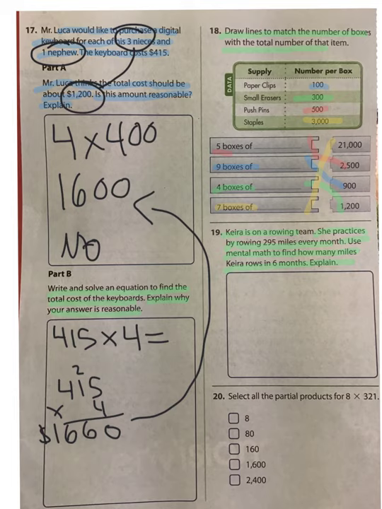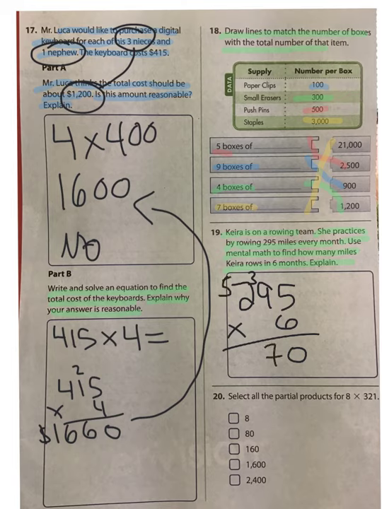If that seems confusing to you, go ahead and do it this way. So we have 295 times 6. So 5 times 6 is 30. Put down your 0, regroup your 3. 9 times 6 is 54, plus 3 is 57. Put down your 7, regroup your 5. 6 times 2 is 12, plus 5 is 17. So we have 1,770 miles.